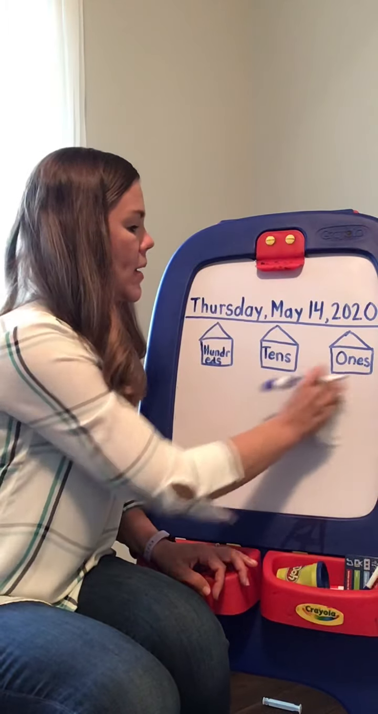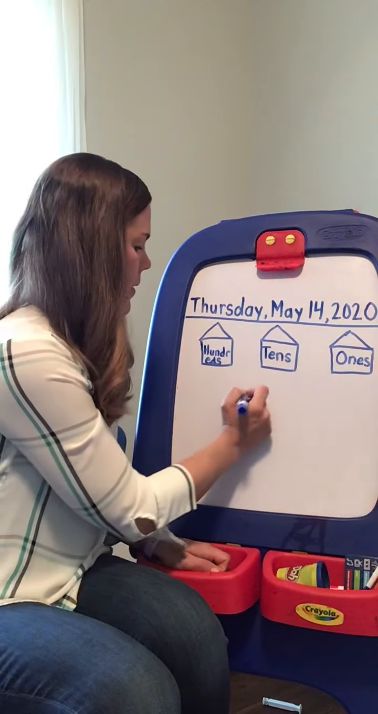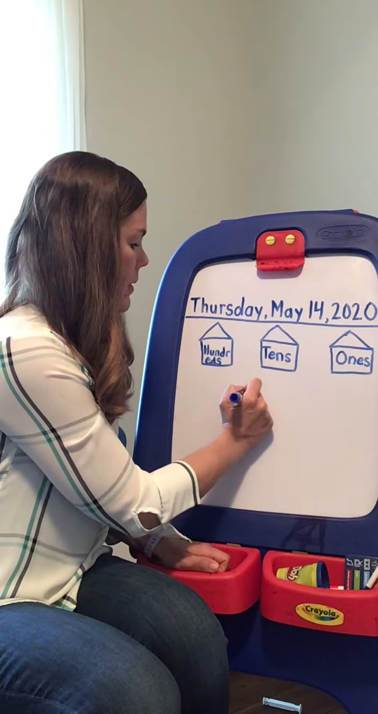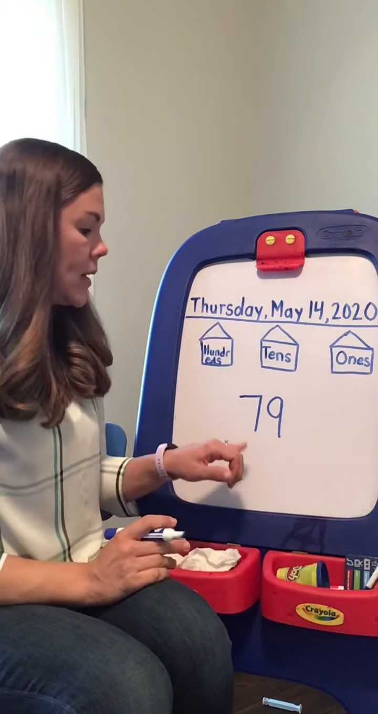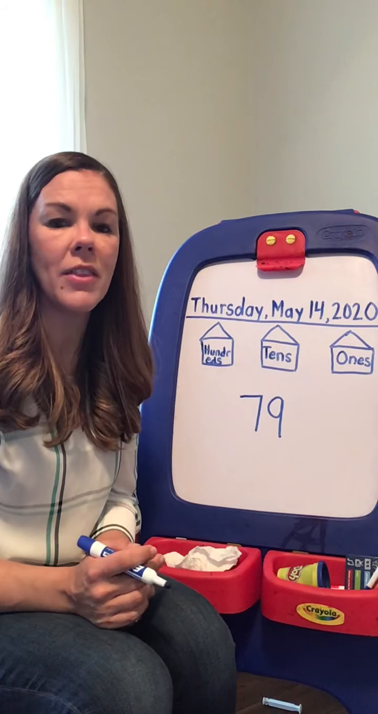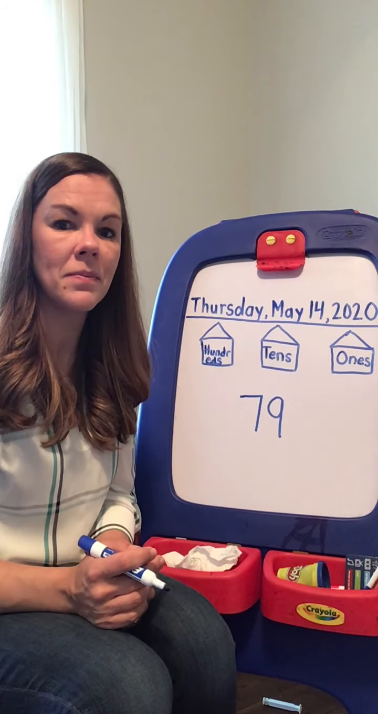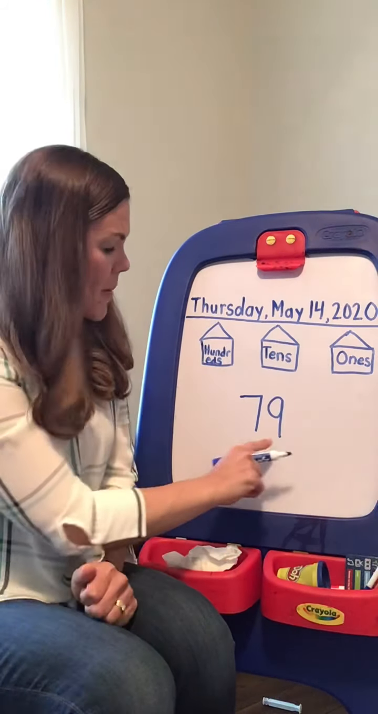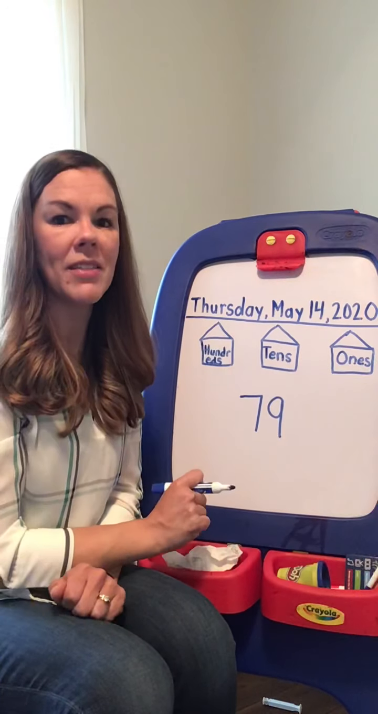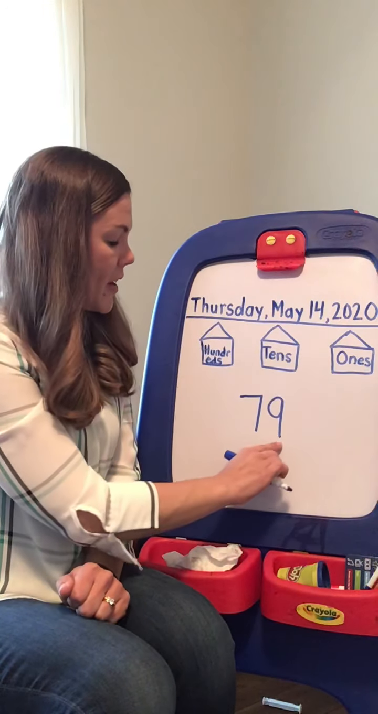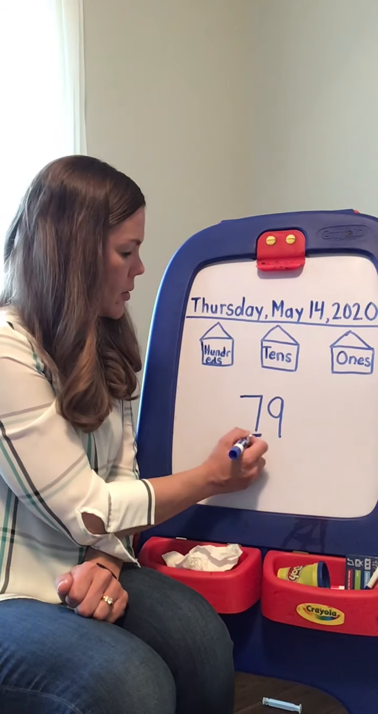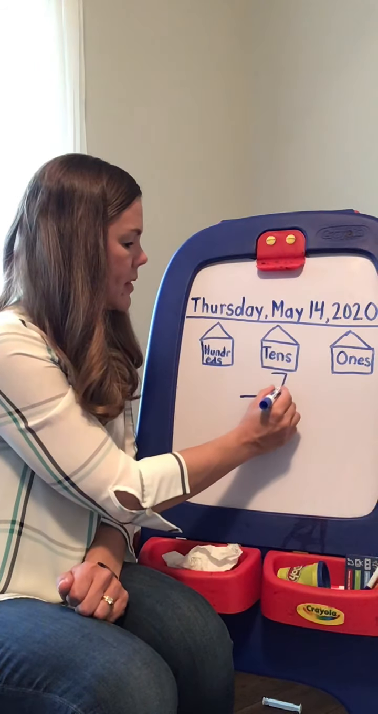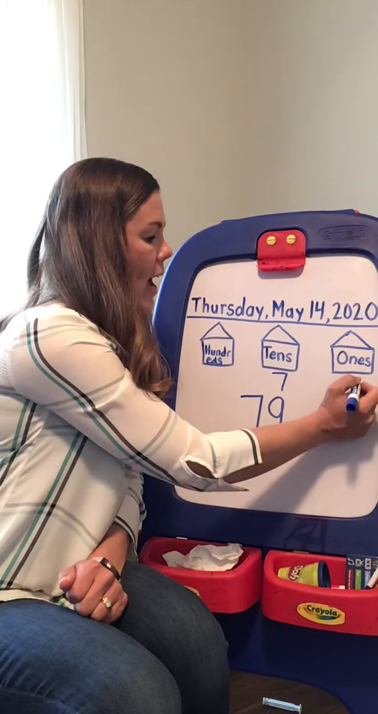Let's look at another one. What if I have 79? How many tens are in the number 79? Think about where the tens house is in our place value neighborhood. This is the tens house right here. So there are 7 tens and there are 9 ones.